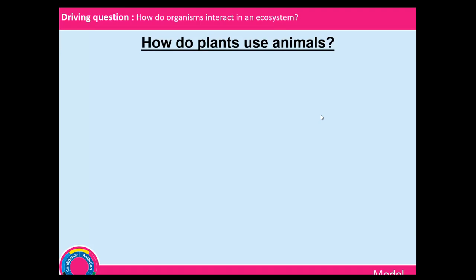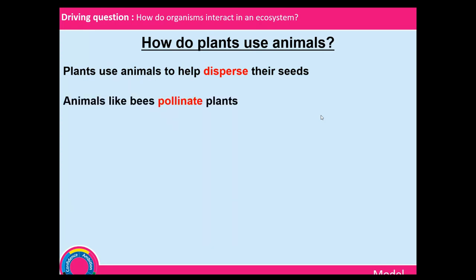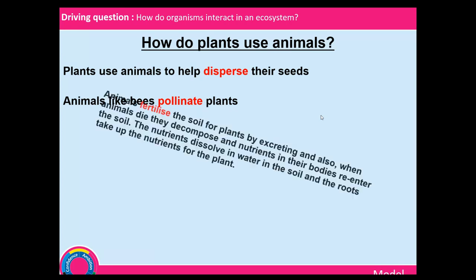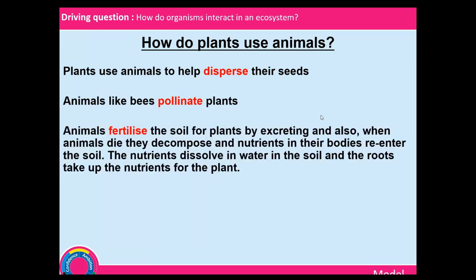So next we look at how plants use animals. Plants use animals to help disperse the seeds. Seed dispersal, we did that in year 7. Plants use animals for pollination. Animals like bees pollinate plants, and some birds do pollinate plants as well. We'll look at that. One of the things I talked about earlier when we talked about decomposers is that animals fertilize the soils, one by excreting, and also when animals die, they decompose and nutrients in their bodies re-enter the soil.